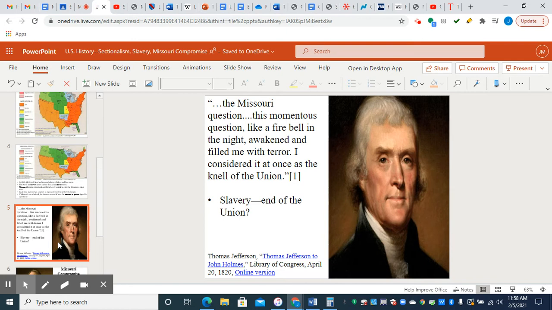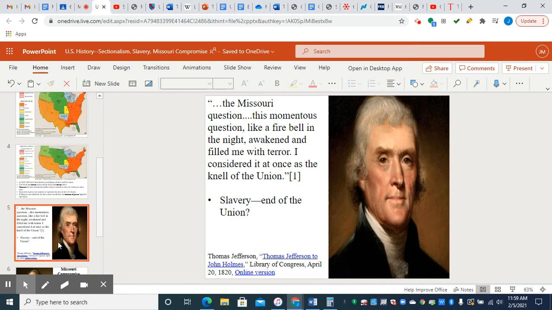Okay, so he said, "The Missouri question, this momentous question, like a fire bell in the night, awakened and filled me with terror. I considered it at once as the knell of the Union." So he said this issue was like a fire bell. Imagine a fire alarm going off in the middle of the night. In towns during Jefferson's time, when there was a fire, there was a bell that would ring to let people know that there was a fire and that they had to respond to it. And so you can imagine being woken out of sleep by a bell because there's a fire, there's a crisis.